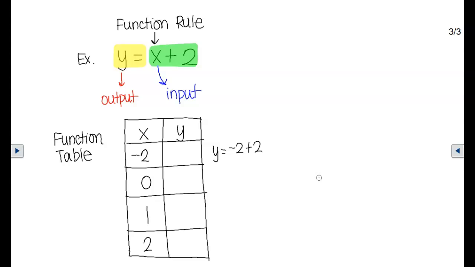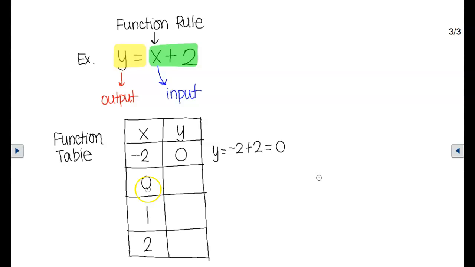And notice that that's something I can work out. -2 plus 2 I know is 0. So if I input -2 for x, then I'm going to get an output of 0 for y. So this function connects -2 with 0. Those two belong together. And now what I'll do is just continue doing the same thing.